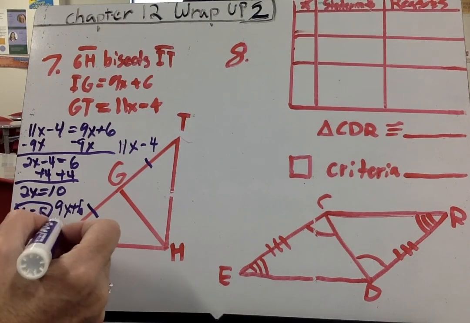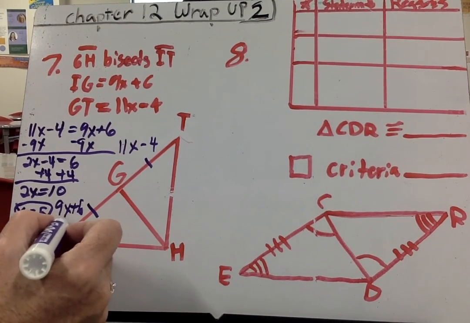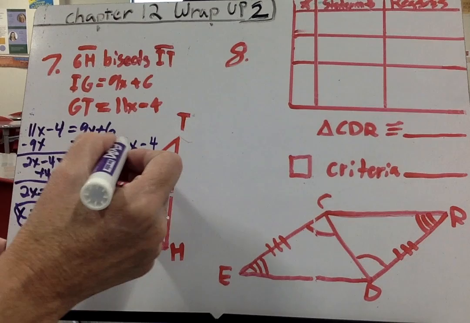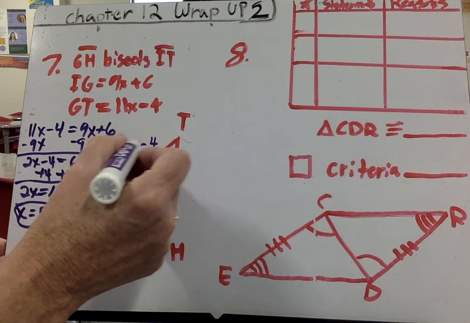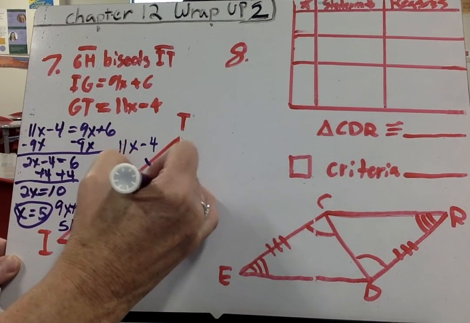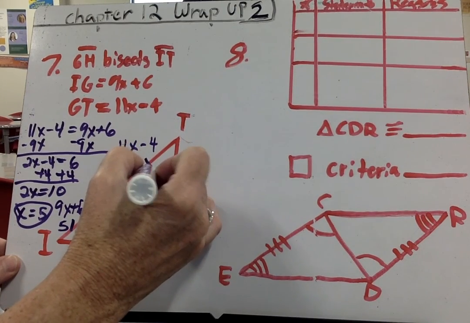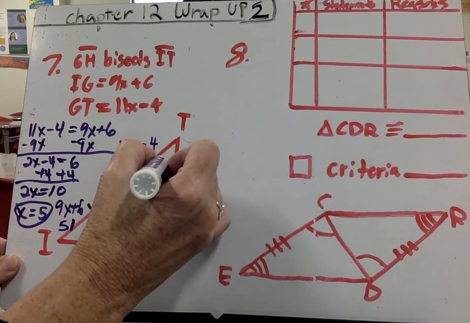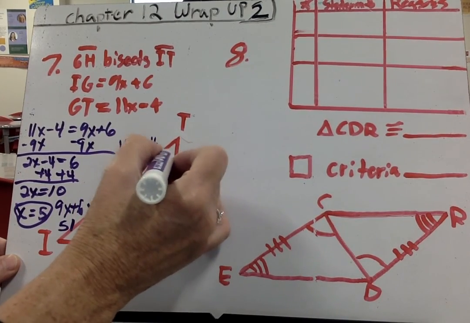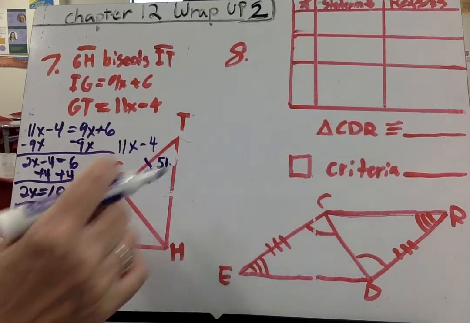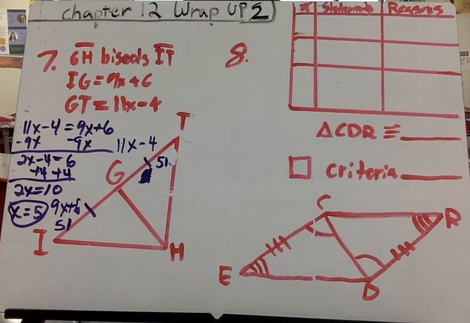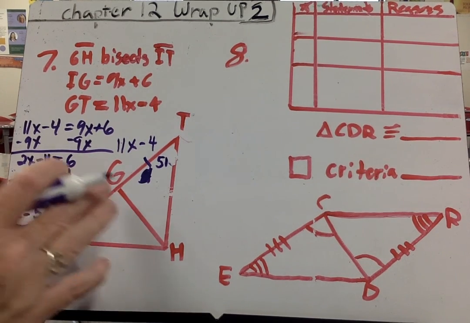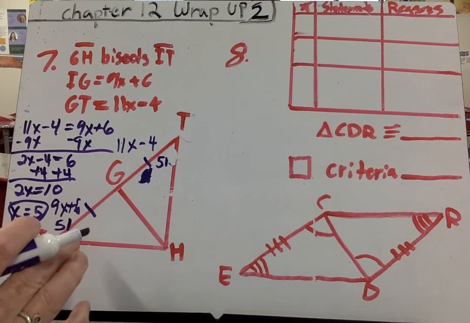So 5 times 9 is 45 plus 6 is 51. And 5 times 11 is 55 minus 4 is 51. So both of these, the length is 51. Okay, so if the length is 51 here, it's not in degrees. Does it give us any units? No, I don't think so. So we are done with that problem. It says find GH. GH right here.